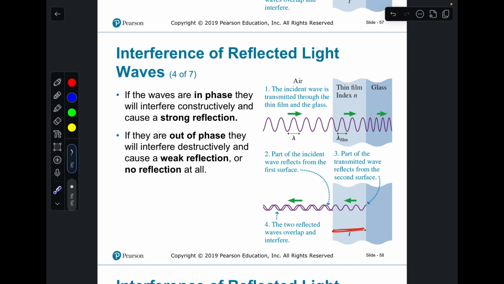If the waves are in phase and they can interfere constructively, what we interpret that as physically is we have a strong reflection. So if you see a bright color upon reflection, that means that you had constructive interference occurring, and you can see that light. If the waves are out of phase, for whatever reason, they're interfering destructively, then we don't see that light. We don't see a reflection. We see nothing. We see an absence of light.